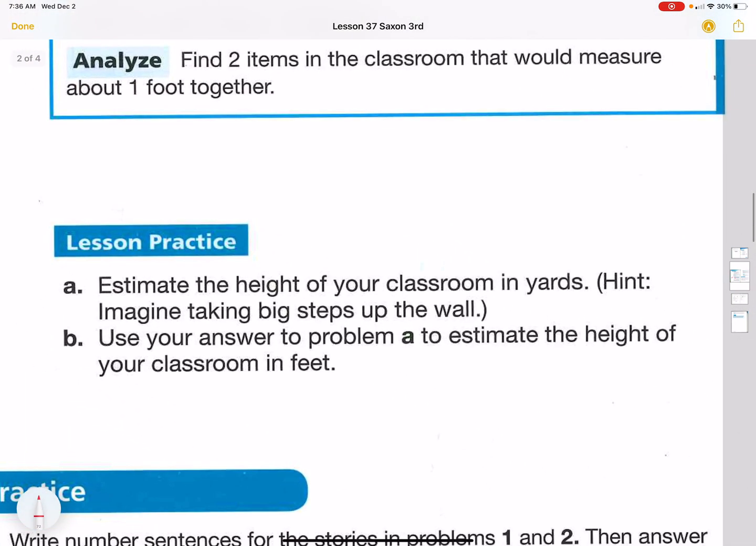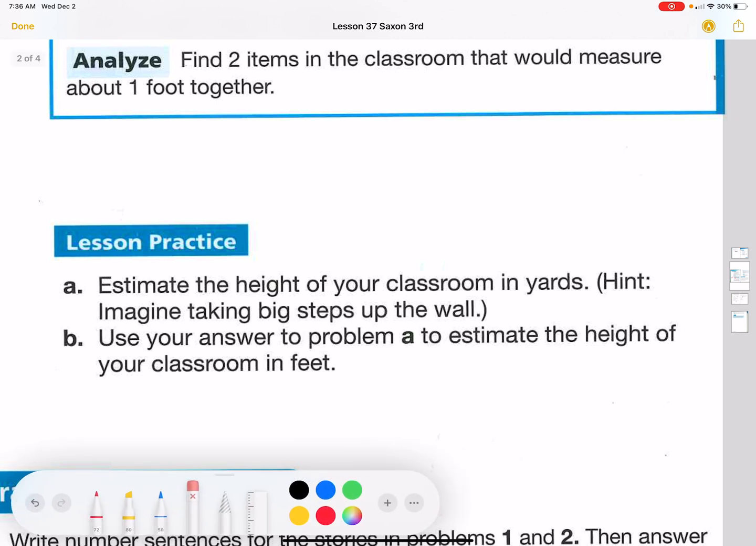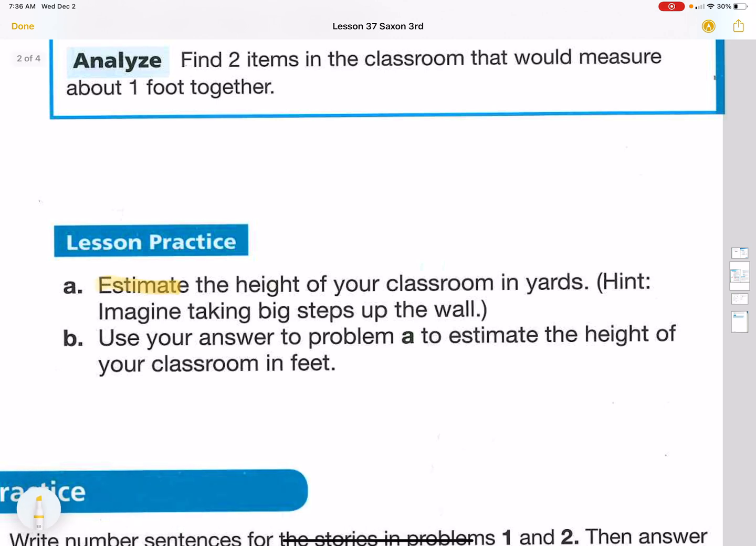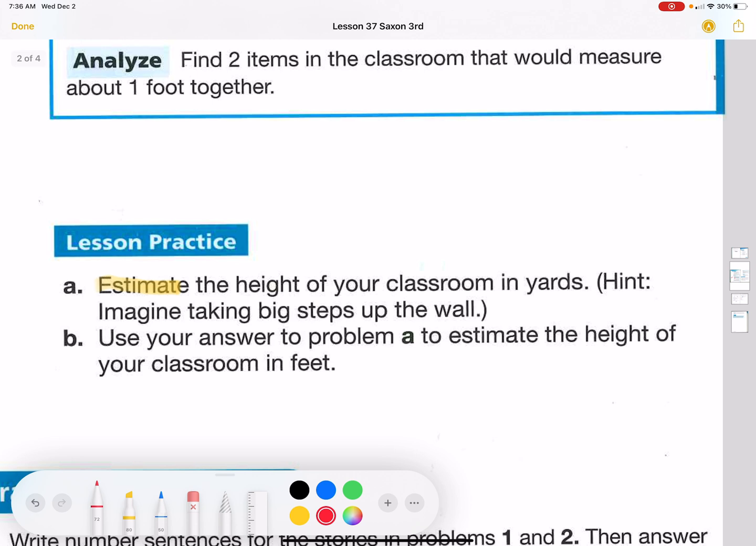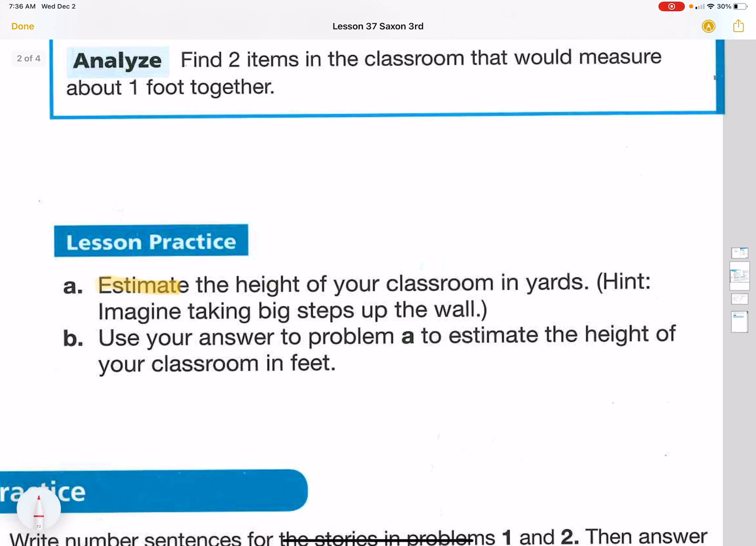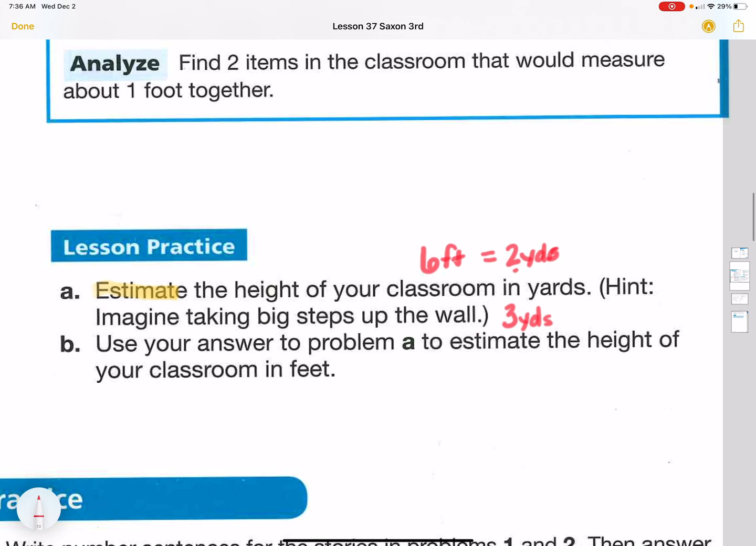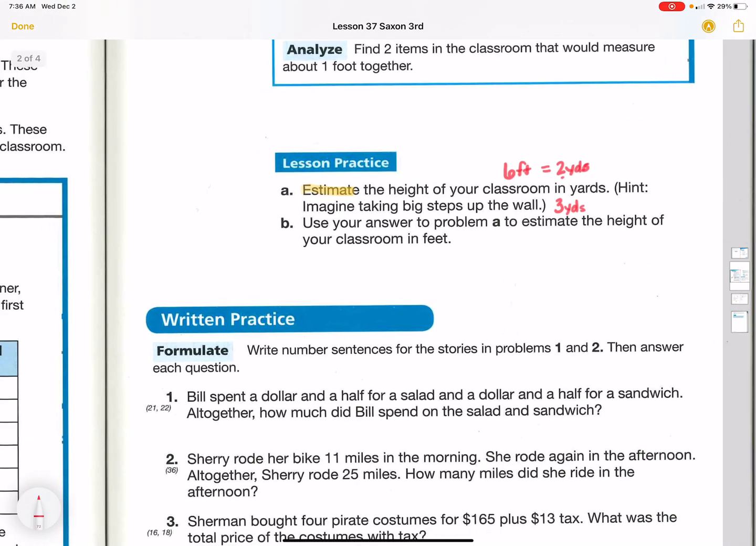Estimate the height of your classroom in yards. So whenever we're talking about estimating, that's just a guess. They don't really want us to get out a yardstick and measure the classroom. So I do like to take some things that I know for sure to help me with my answer. And I know that people can be around 6 feet tall, which is equal to 2 yards. But usually people's heads don't touch the ceiling, so we know it needs to be more than 2 yards. So let's go ahead and say it's about 3 yards tall. I'm sure there are some that are shorter and some that are higher, but that's about how high a ceiling is.